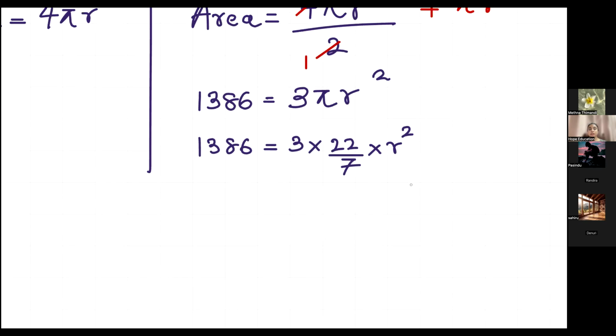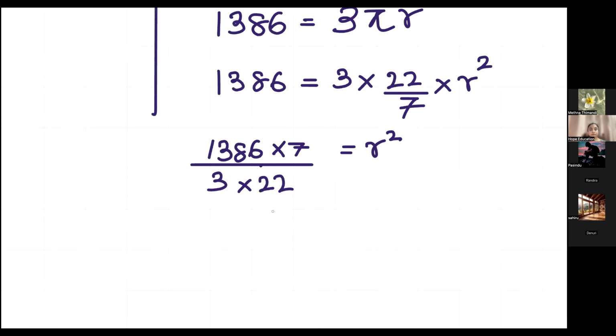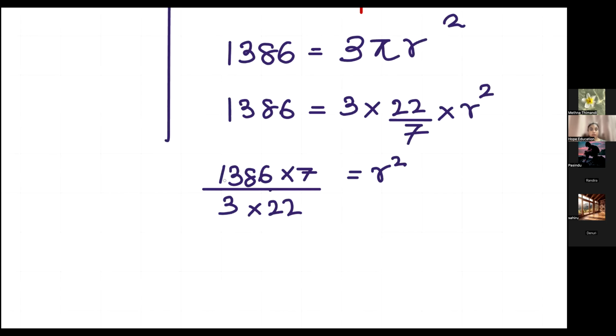So this 3, when I bring it to the other side, becomes division. Then this 22 also becomes division when I bring it to the other side. This 7 here is divided, so when I bring it to the other side it becomes multiplication. Equals r squared. Okay, so 3 times 1 is 3. 3 times 4 is 12. 13 with 1 remaining. So 18, 3 times 6 is 18. 3 times 2 is 6.